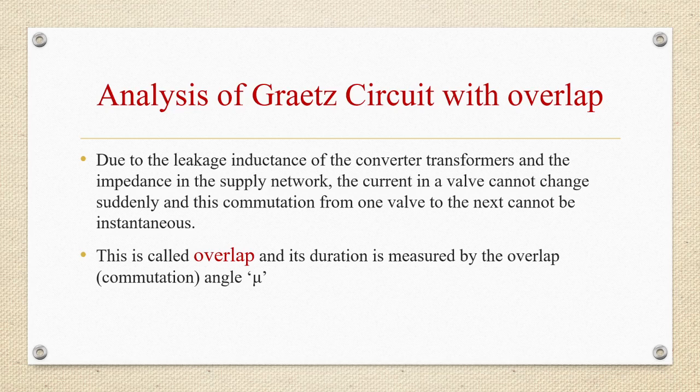For example, when valve 3 is fired, current transfer from valve 1 to valve 3 will take a finite period during which both valves are conducting. This is called overlap, and its duration is measured by overlap angle U or mu. Sometimes in some textbooks it is U and in some it is mu, but they are the same, students. So the duration of overlap is measured by the overlap angle or commutation angle mu or U.